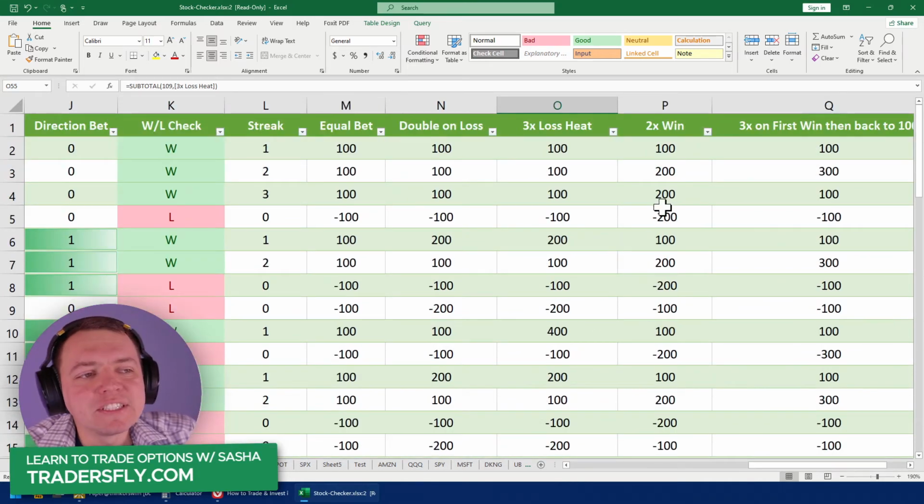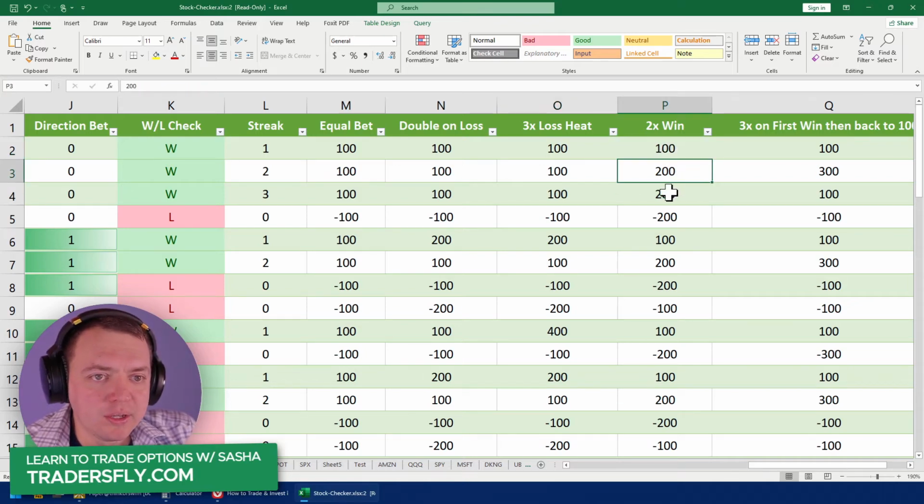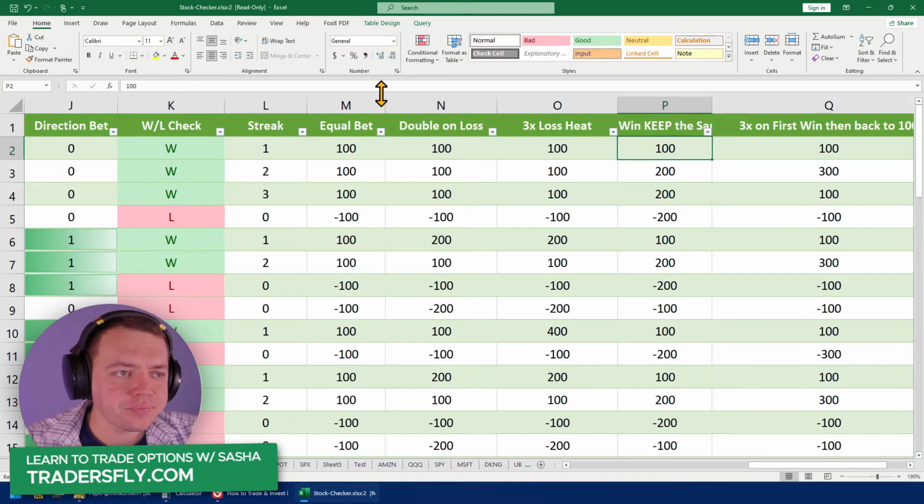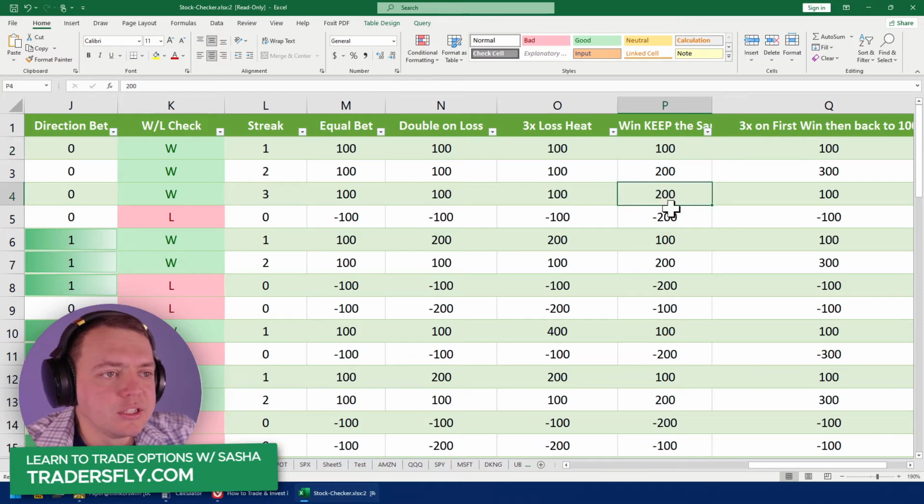Now, here's a different system. Let's invert it a little bit. Let's say on the 2 times the win. So you win, then you double up the win, and you keep it the same. So you double up the win and keep the same, okay, until you lose. So we doubled it up and we kept it, okay? Then we did a minus 200 on here.